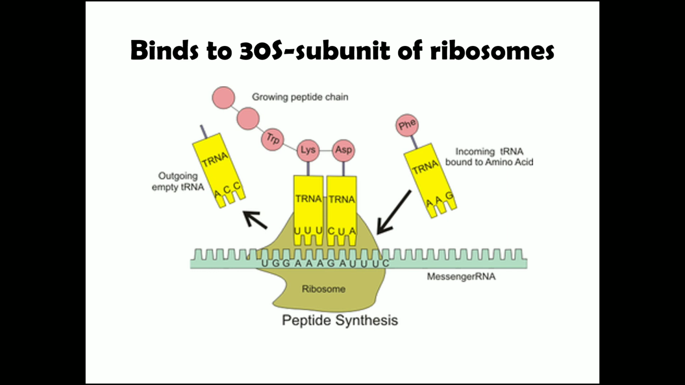So you can see the tRNA carrying amino acids, and the peptide chain is growing here, and protein synthesis is taking place here. Aminoglycosides come and act right over here, which is marked by the arrow. They act on the 30S subunit of the ribosomes, and they inhibit protein synthesis in the bacteria. That's how they act.